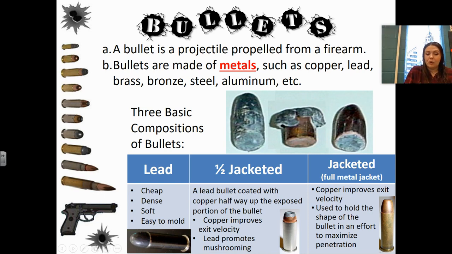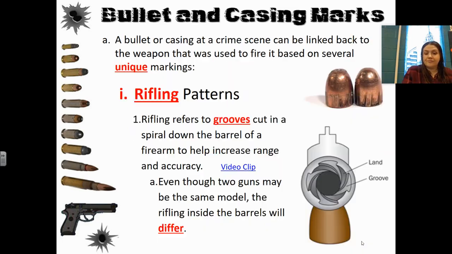If I just have a lead bullet, it's going to go into the body at a much smaller hole and then get bigger as it goes out. The half jacketed improves that to being more the same size. Copper improves exit velocity again. If it's fully jacketed, it's used to hold the shape of the bullet in an effort to maximize penetration. So it's going to hit harder and faster, but it's also not going to explode as much on the way out.